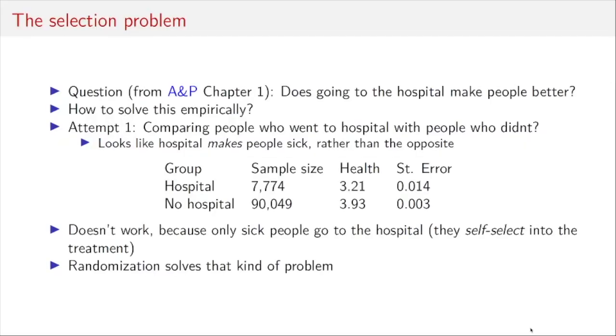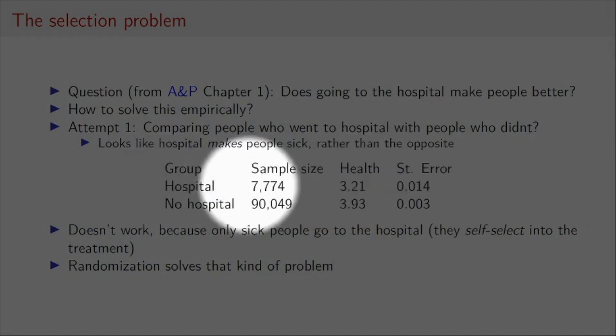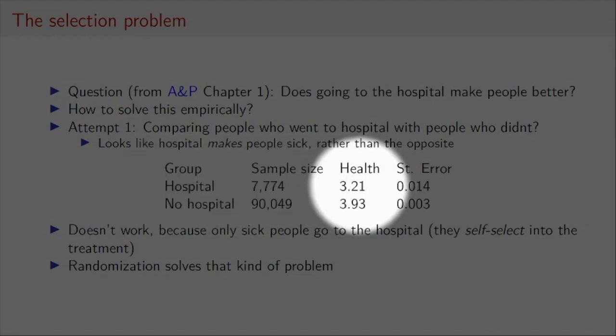Let us take this example that is used in Angrist and Pischke's Mostly Harmless Econometrics. Imagine you want to ask the question, does going to the hospital make people better? You want to solve this empirically, but if you do the most obvious thing to do, you're going to have a problem. Let's say you compare people who went to the hospital with people who did not. Here's some example data of what you find. People who went to the hospital have a health score of 3.21. People who did not have a health score of 3.93.